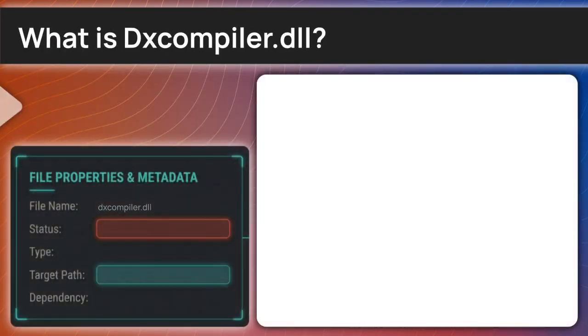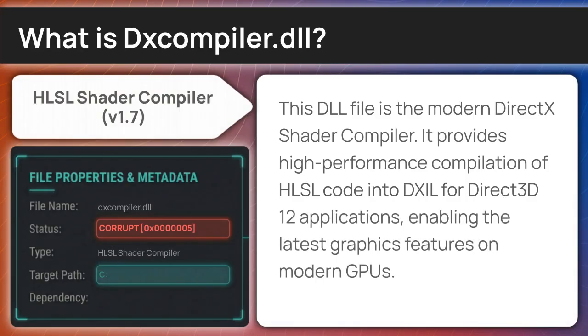This DLL file is the modern DirectX shader compiler. It provides high-performance compilation of HLSL code into DXIL for Direct3D12 applications, enabling the latest graphics features on modern GPUs.